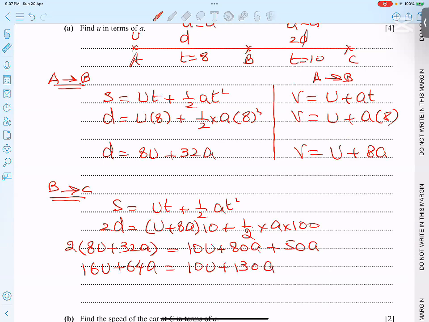Okay, so we have to make U the subject. So this U goes there. Out of 10, 16, 10 gone, I got 6U. And this goes to the other side, so out of 130 minus 64, I'm getting double 6. And this 6 divides, and I got 11A.